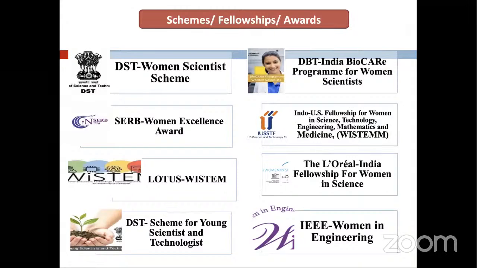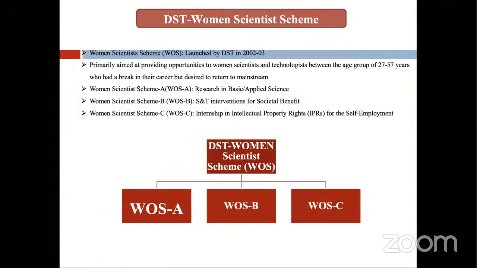These are some of the opportunities for female scientists or women researchers, where you get support. For example, the DST Women Scientist Scheme, as one scheme I told you. Similarly, A, B, C, there are 3 categories. SERB Women Excellence Award, DBT India BioCare Program for Women Scientists. Then WISTEM, this is an Indo-US Fellowship. These awards are especially for young girls. IEEE Women in Engineering, Laurel Fellowship. So you must see all these websites to look for the probable opportunity.